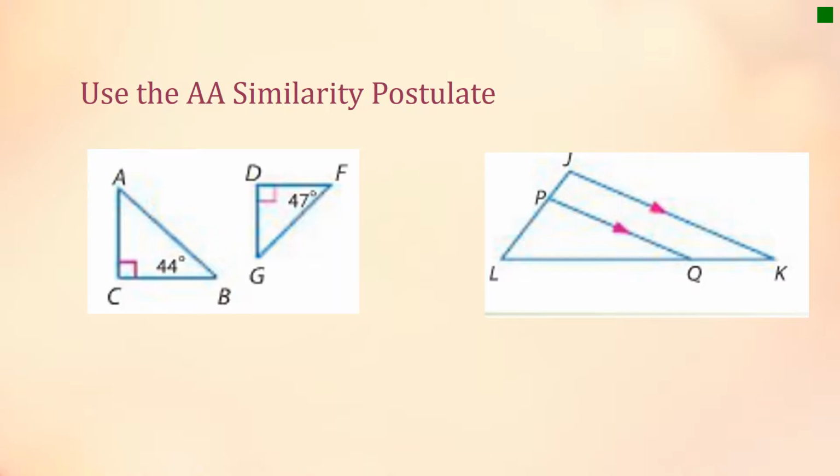And in the case of triangles, the first type of similarity we're going to consider is by using the angle-angle similarity postulate. And the angle-angle similarity postulate states that if two angles of one triangle are congruent to two angles of another triangle, well, then the triangles are similar.